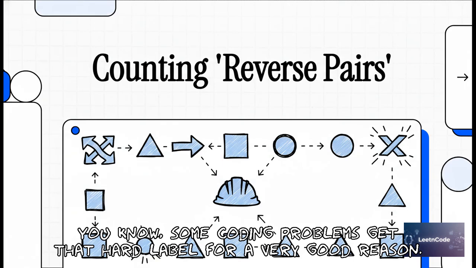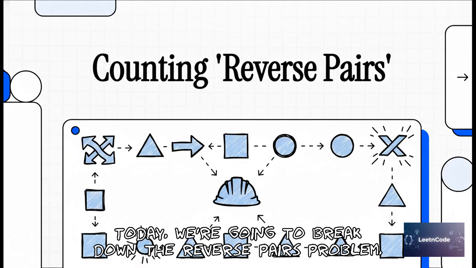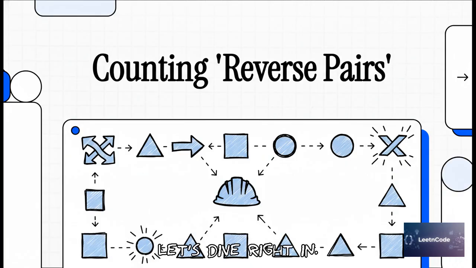You know, some coding problems get that hard label for a very good reason. But what if I told you the most elegant solution was hiding inside an algorithm you probably already know? Today, we're going to break down the reverse pairs problem, and we're going to uncover a really clever trick that makes it all click. Let's dive right in.